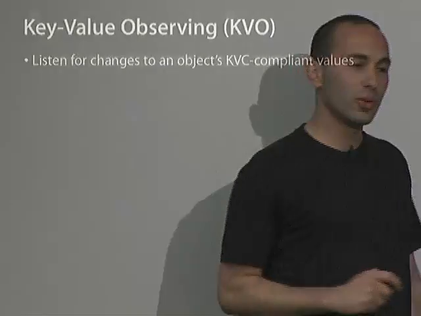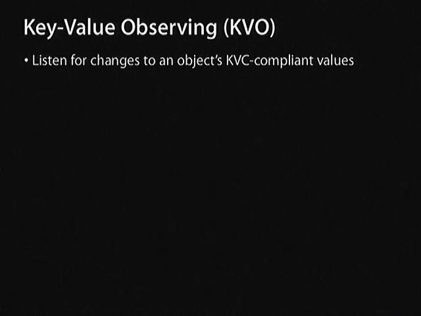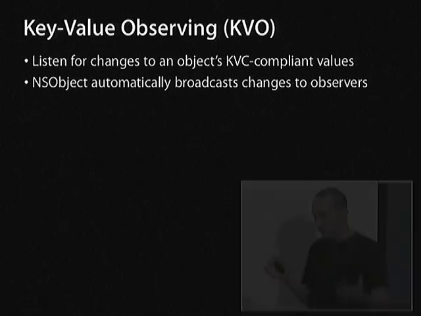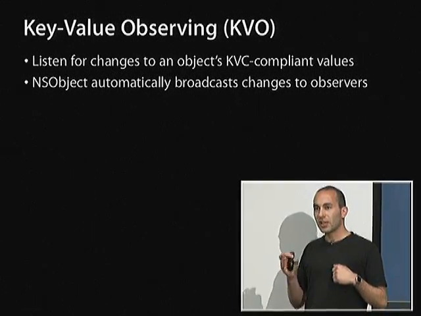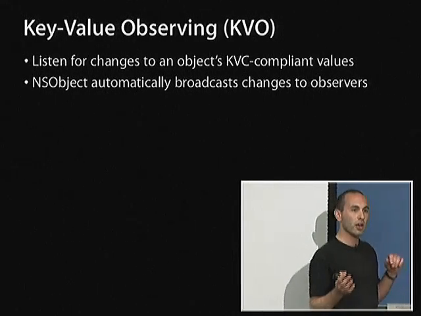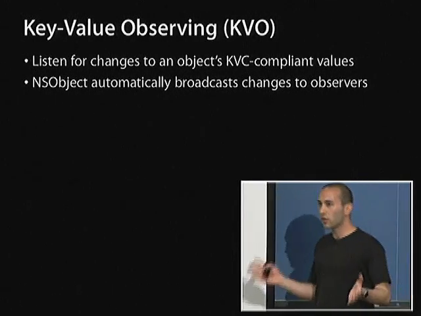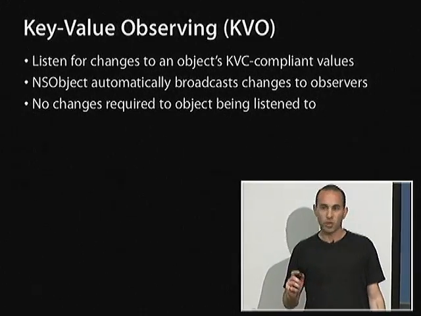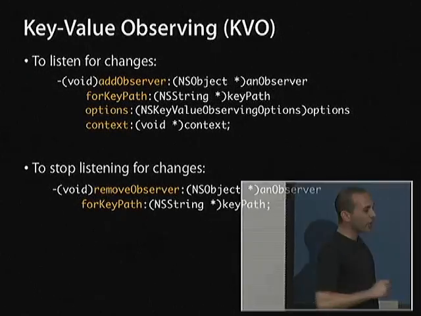But it allows you to ask an object to let you know when a certain value has changed. And it does that as long as your variables are KVC compliant. The NSObject already knows how to tell listening objects about something that's changed, and you don't need to change your object to make this work. So here's how you do that.